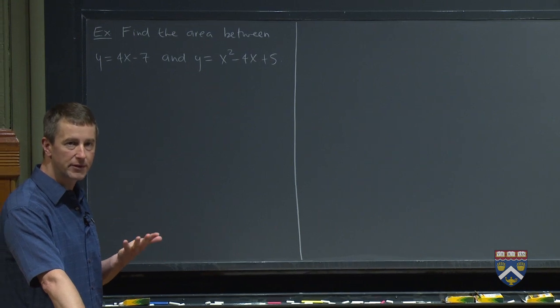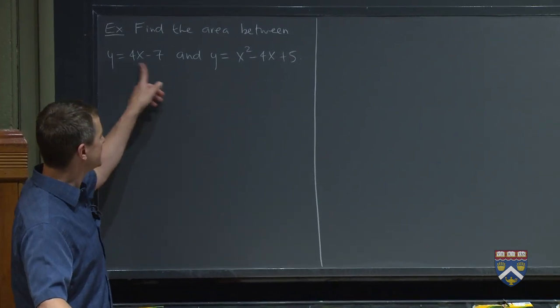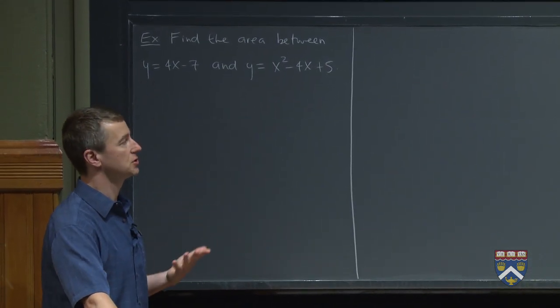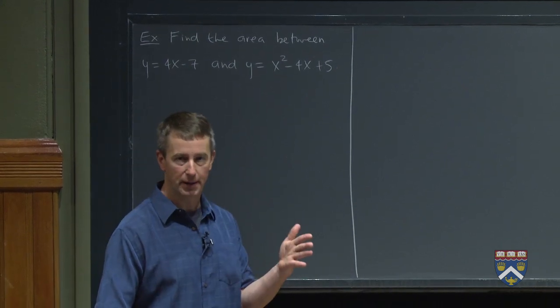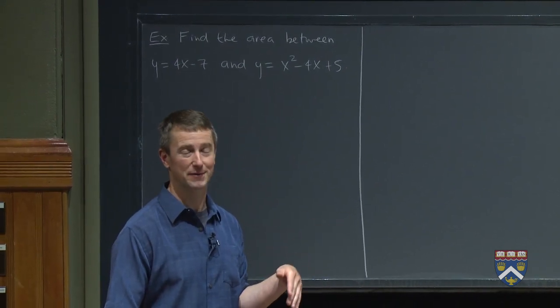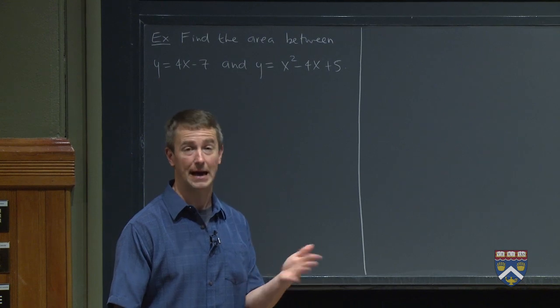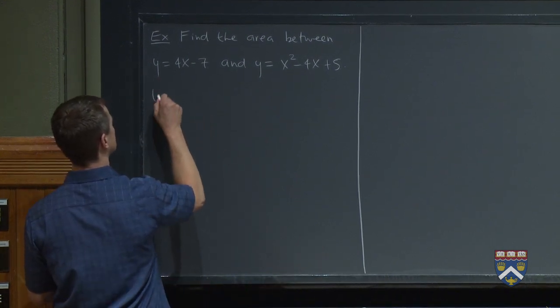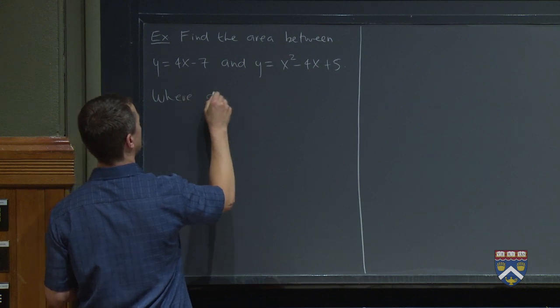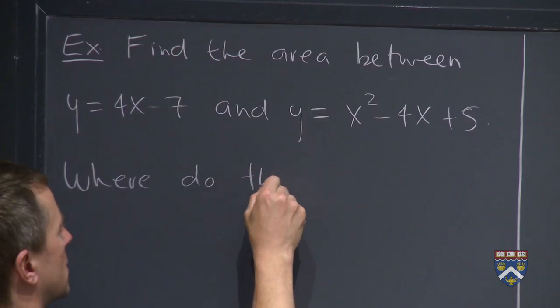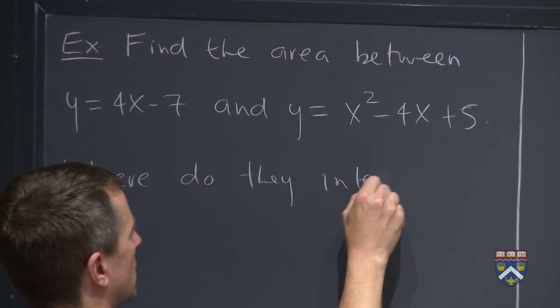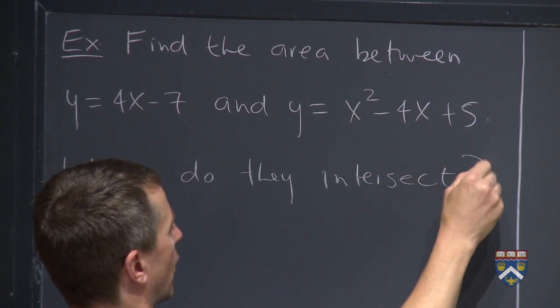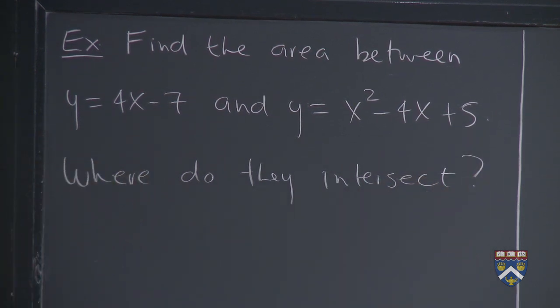First, we need to figure out where the curves actually intersect. This is a line and this is a parabola. So if you imagine they could intersect in 2 places, which is what is going to happen in this case, or in 1 place, or not at all. So how do you find out where 2 curves intersect? This is an algebra question. And I hope you're answering to yourself that we set them equal to each other.